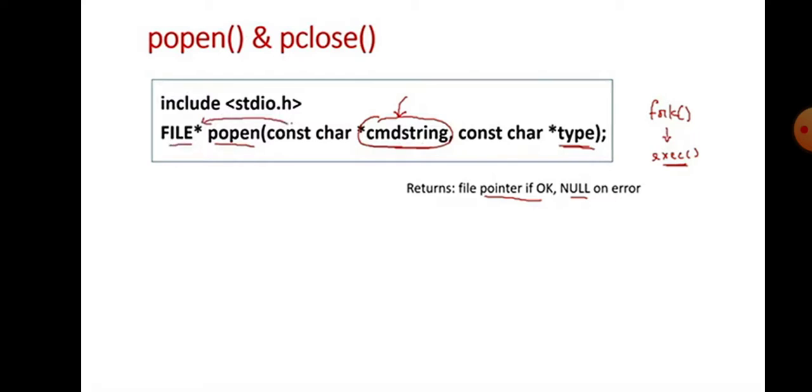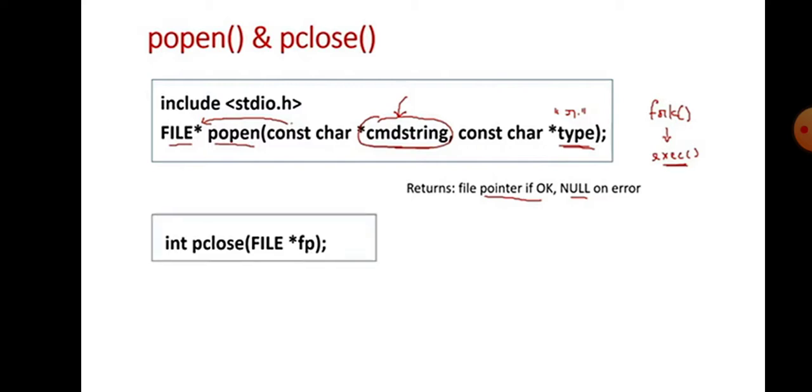If the type is R, then the file pointer is connected to the standard output of the command string. If the type is W, then the file pointer is connected to the standard input of the command string. We will see that in the next diagram, and we'll get a clear idea. Then about the pclose function: it returns the termination status of the command string, and on error, it will return the value -1.